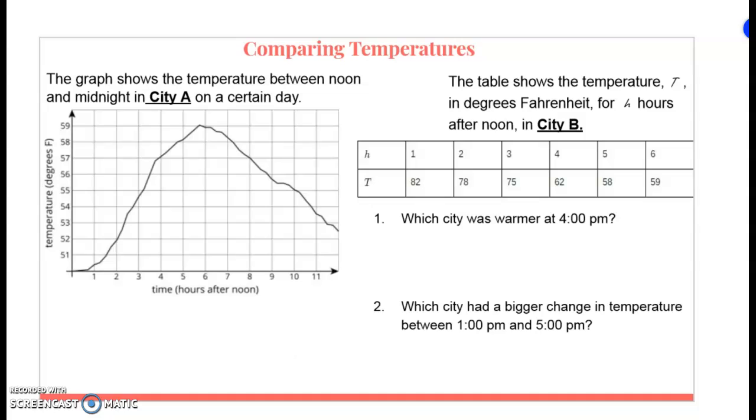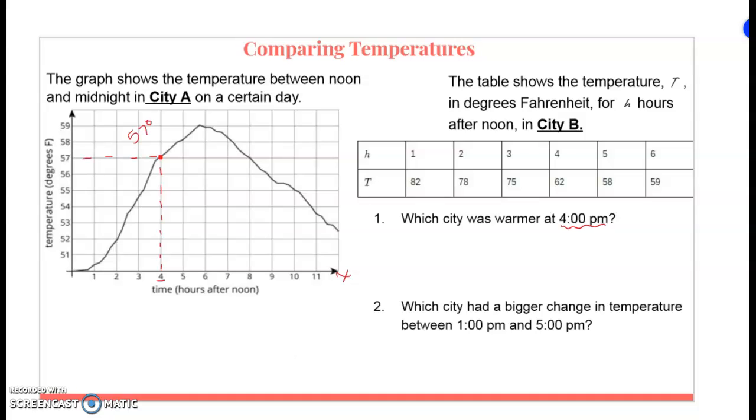Now we need to understand which is warmer at 4 p.m., City A or City B. Well, I know that my x-axis here is time in hours after noon. So what we're going to do is go over to the 4, and we're going to go straight up, just like what we've been doing the last few days, and put a dot. And if I go over, I can see it's about 57 degrees at 4 p.m.